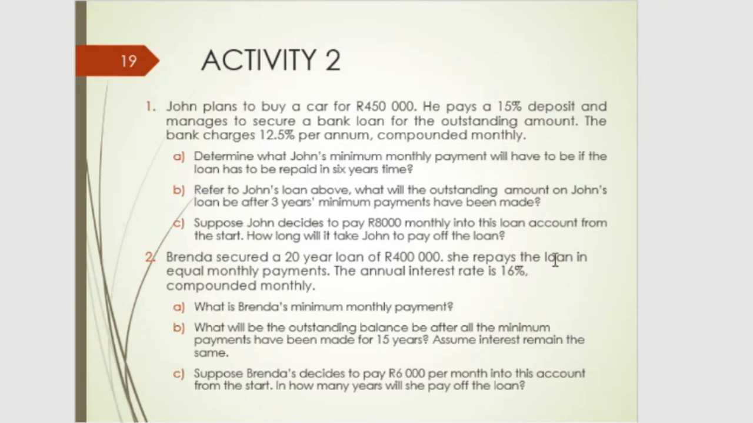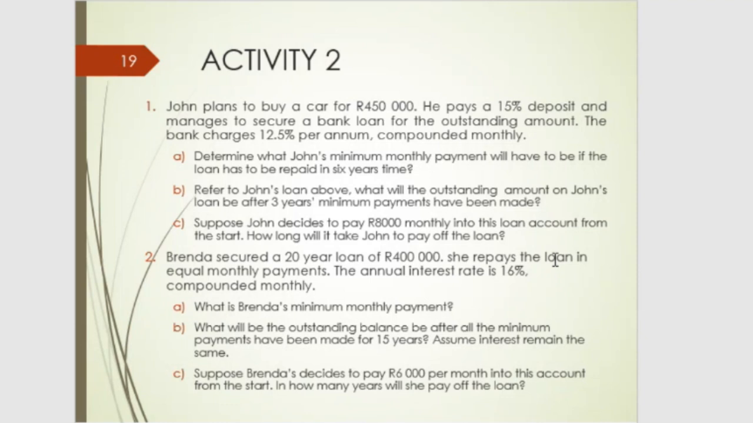John plans to buy a car for 450. He pays a 15% deposit and manages to secure a bank loan for the outstanding amount. The bank charges 12.5% per annum, compounded monthly. The first question says, determine what John's minimum monthly payment will have to be if the loan has to be repaid in 6 years' time.